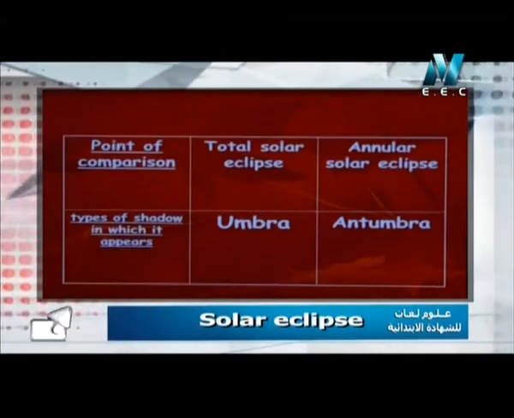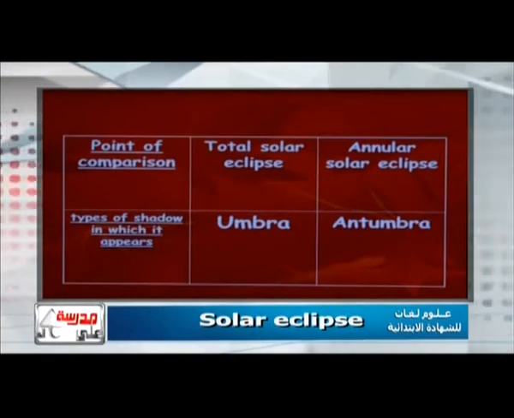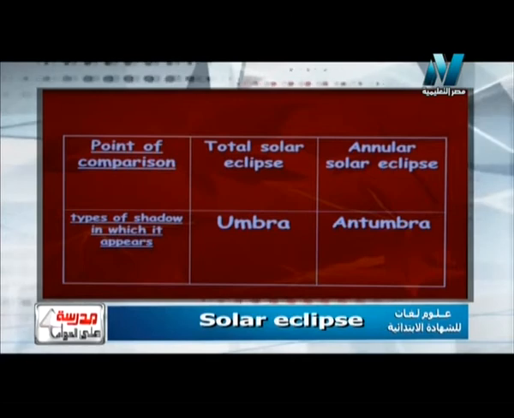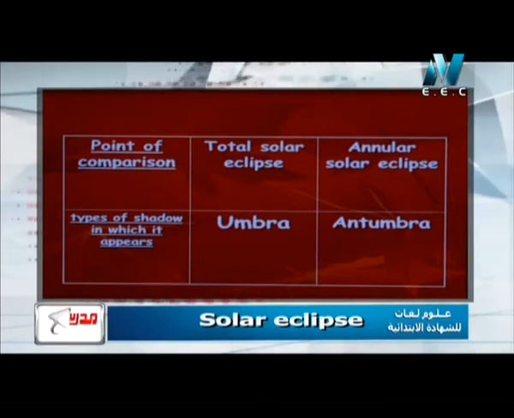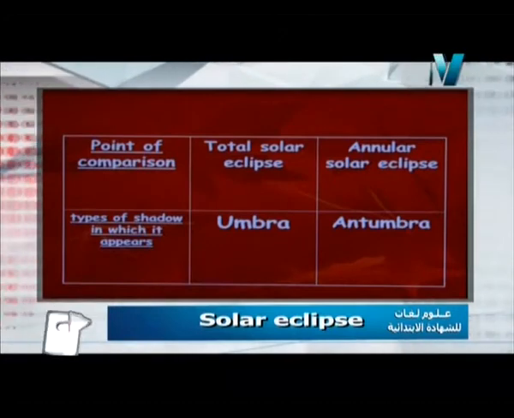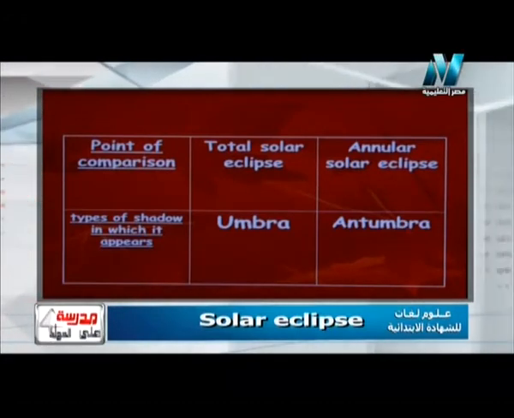So what about the type of shadow in which it appears? The total eclipse appears in the area of the umbra but the annular eclipse appears in the area of antumbra. So what about the partial? Where does the partial happen? We agreed that it happens in the area we called penumbra.